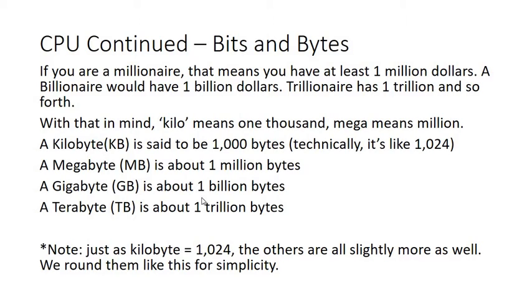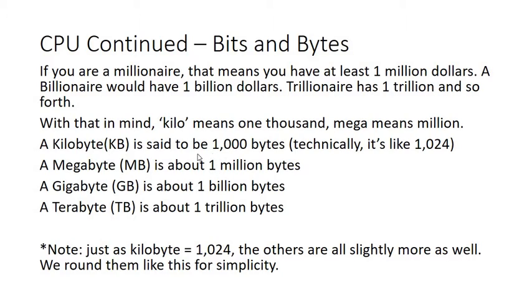So for example, I like to use this example. This is really good. If you were a millionaire, that means you'd have at least $1 million. So you could say milla would be million. Billa would be billion. If you're a billionaire, you'd have at least $1 billion. Trillion would be a trillionaire, and so forth. And with that in mind, kilo means 1,000 and mega means 1,000,000. So a kilobyte is said to be 1,000 bytes. A megabyte is said to be 1,000,000 bytes. A gigabyte is said to be 1,000,000,000 bytes. And a terabyte is said to be 1,000,000,000,000 bytes. Now, let me stop right there for a second.